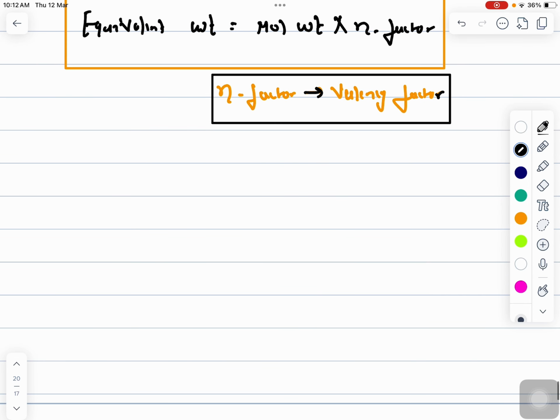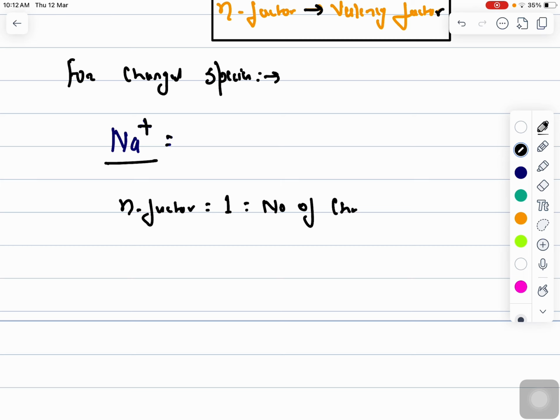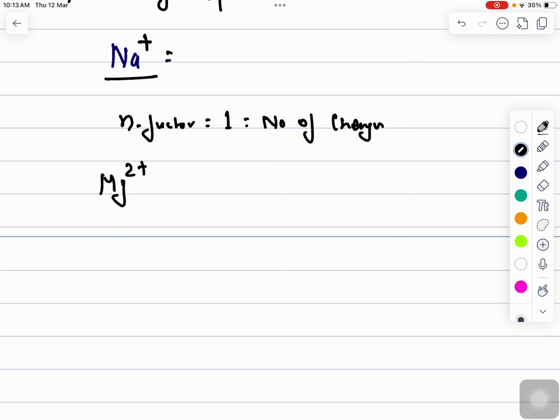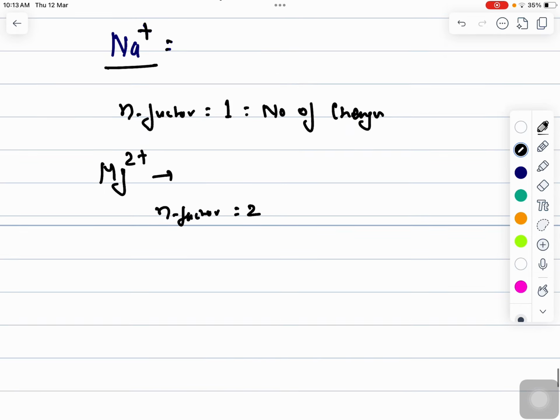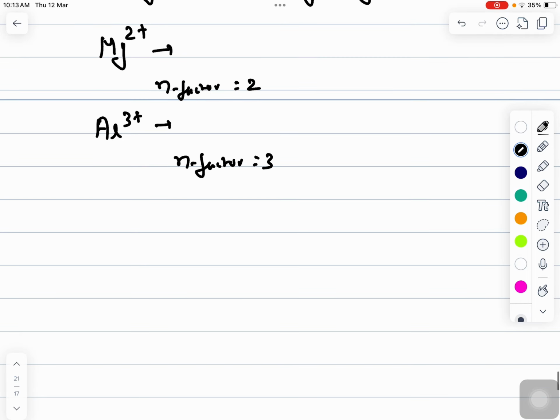Let's say for charged species, right? If I'm talking about the equivalent weight of sodium plus, first we have to calculate the valency factor or n factor. So for sodium, n factor will be 1. Why? Because the positive charge over there is 1, that is equal to the number of charges. Or if I am talking about Mg2 plus, what will be the n factor? That will be 2. If I am talking about Al3 plus, what will be the n factor? That will be 3. Is that clear?